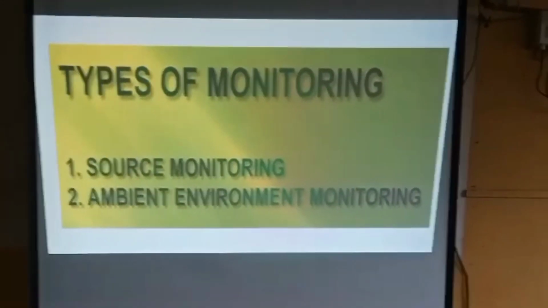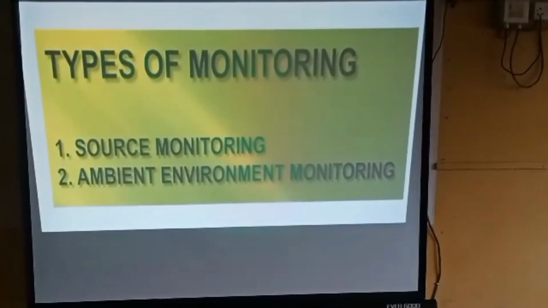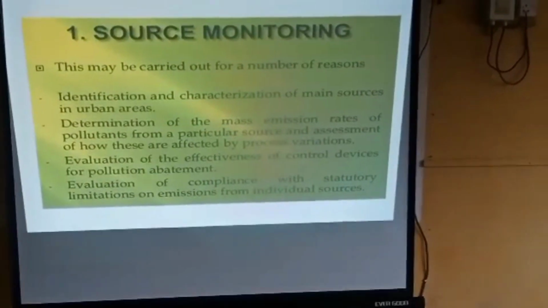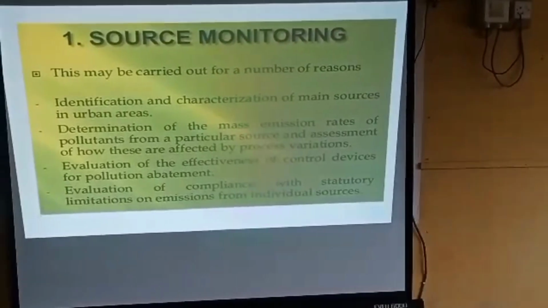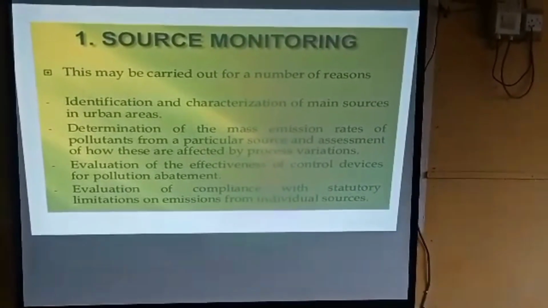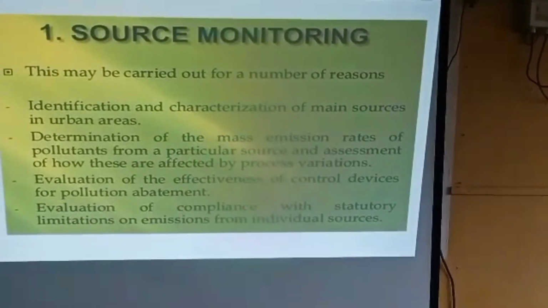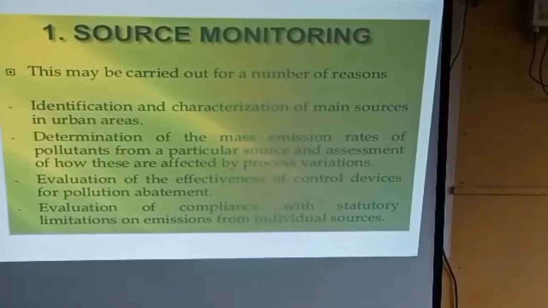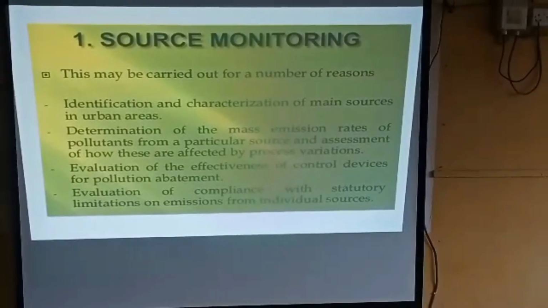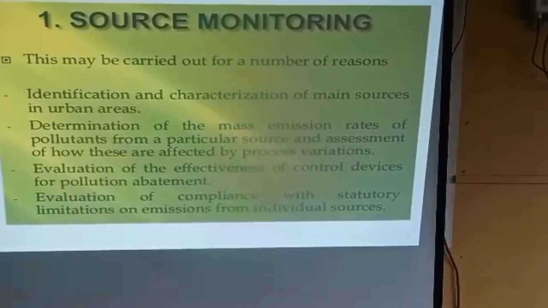Okay, types of monitoring. We want to look at types of monitoring. They include the source monitoring and the ambient environmental monitoring. The source monitoring is carried out for a number of reasons. 1, to identify and characterize the main sources in urban areas. 2, to determine the mass emission rate of pollutant from a particular source and assessment of how these are affected by process variation. 3 is to evaluate the effectiveness of control devices for pollution abatement. 4 is the evaluation of compliance with the statutory limitation on emission from individual sources.